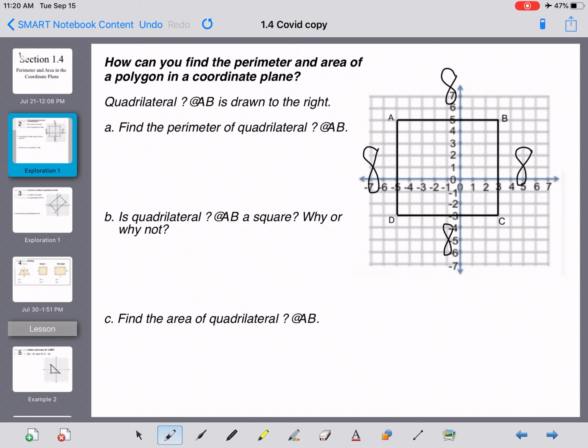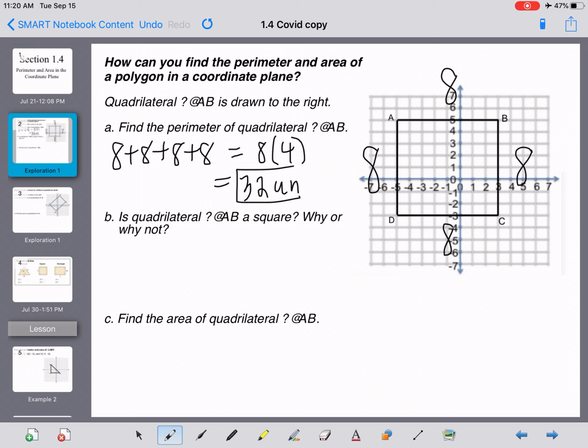So the perimeter would be 8 plus 8 plus 8 plus 8, because we're just adding up all the side lengths, or you could just take 8 and multiply it by how many sides there are. So our perimeter is 32 units. And we always want to label our units. In this case, we're in the coordinate plane, so it's just going to be labeled units.